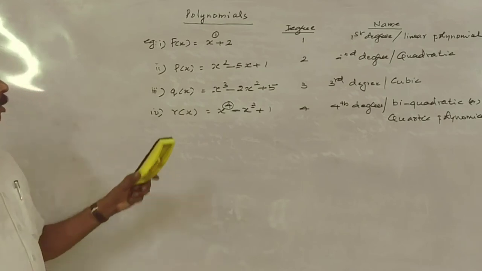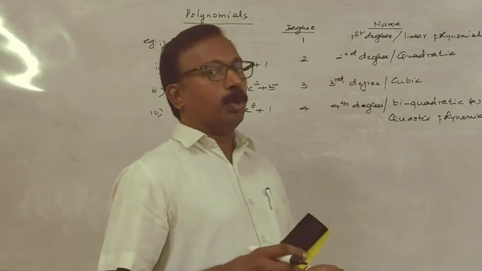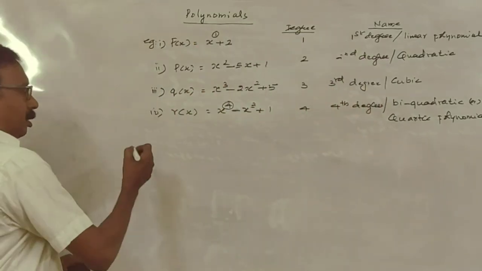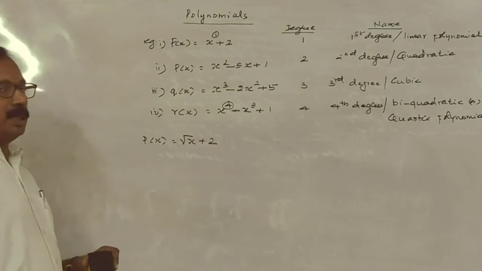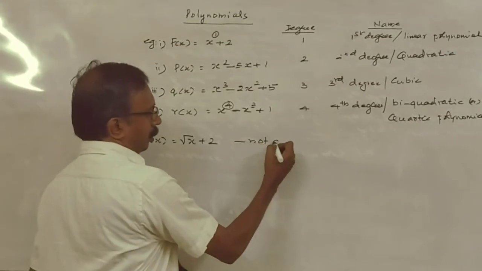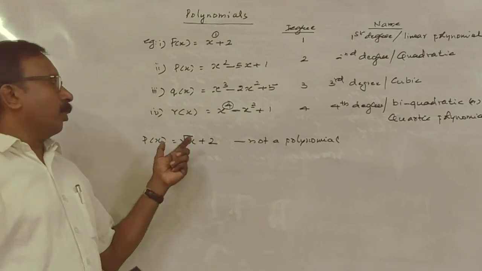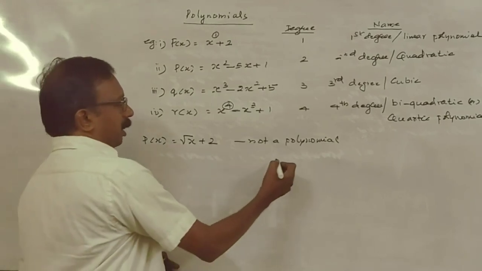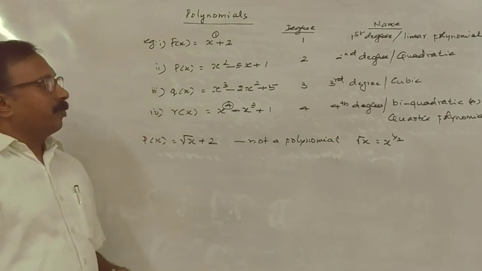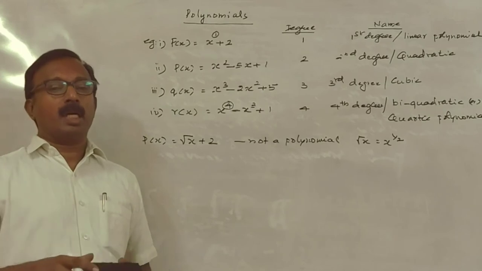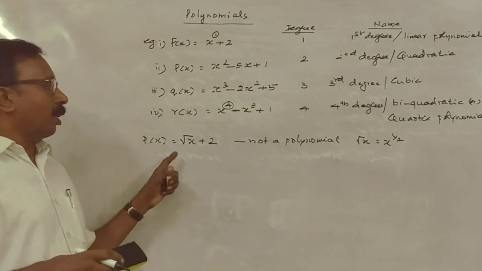Now, these are the polynomials in standard form. Suppose p of x is equal to root x plus 2. It is not a polynomial. Why? Here root x means x raised to half. We said the power must be a whole number, a natural number or zero. Here the power is a fraction, so it is not a polynomial.